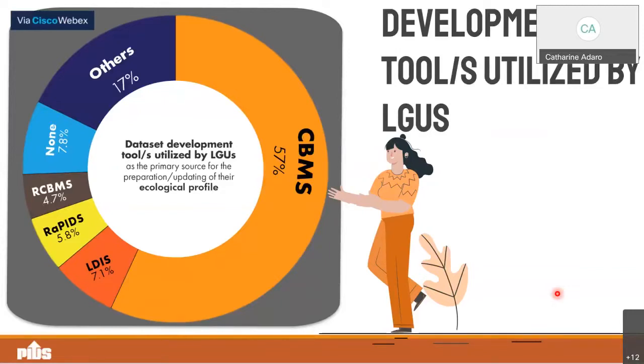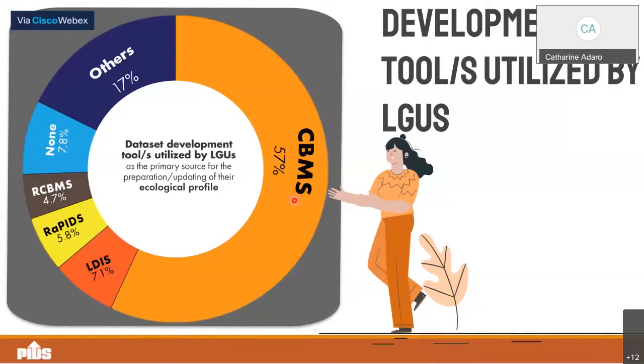For this study, the major question that was asked to the respondents in the LGUs was which data set development tool do they use as the primary source of data for the preparation and or updating their ecological profile in their comprehensive development plans. Results show that although the LDIS or the Local Development Indicator System and the RAPIDS, the Rationalized Planning Indicator System, are the recommended data gathering tools indicated in the DILG's Local Planning Guide for preparing and updating the CDP, the CBMS was the tool used by majority with a share of 57%.